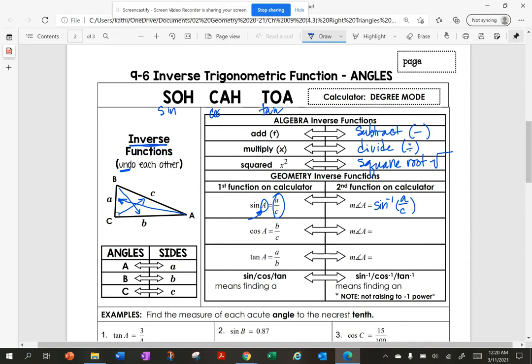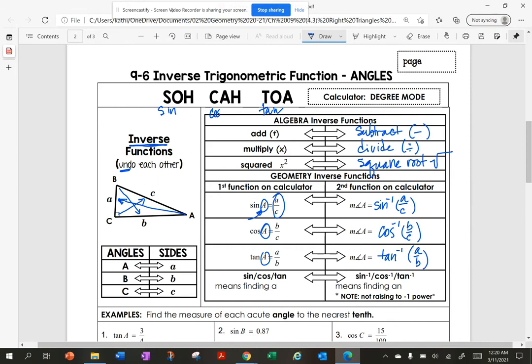If I want to find angle A for the cosine of angle A, this would be cosine inverse of my sides, B divided by C, and tangent. So tangent inverse of A divided by B.